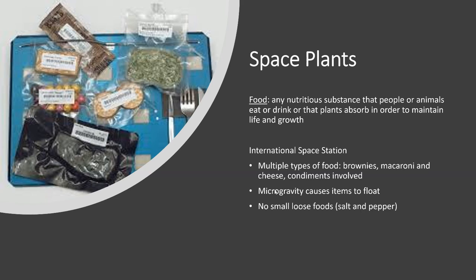Continuing on to food stuff. The types of foods that they have in the International Space Station are your typical types of foods. They have brownies, macaroni and cheese. There are also condiments, ketchup, and salt and pepper. But salt and pepper have to be in a liquid form. The reason is that salt and pepper are just tiny little grains that can easily flow around because they're exposed to microgravity, which causes items to flow around.